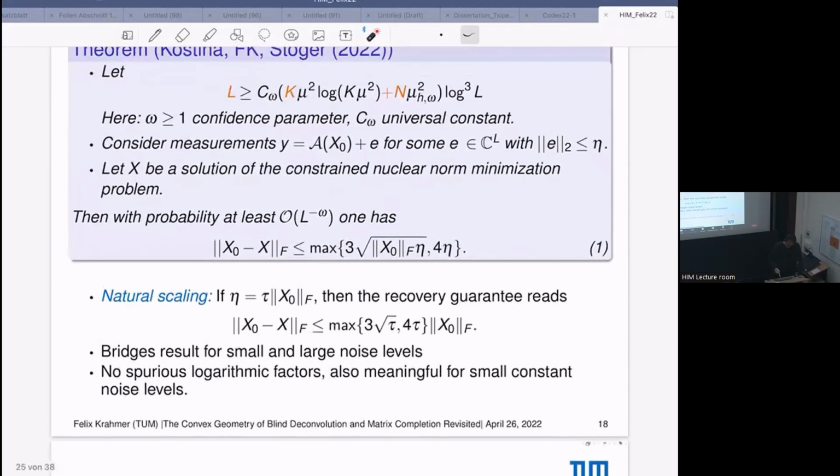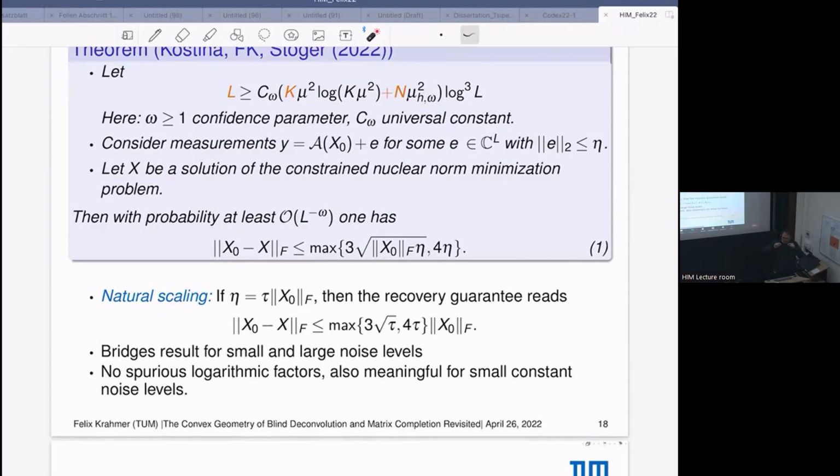Here I have spelled this out to show that the scaling is correct, because the noise level is added to the measurements, so how can the square root happen? The point is that we get the Frobenius norm of the matrix, which compensates for the difference in scaling factors. If we normalize the Frobenius norm, then we really have the maximum of the square root of tau and tau. In some sense, this bridges the results for the small noise levels that I showed earlier, where the dimensional constants are not so bad, right?